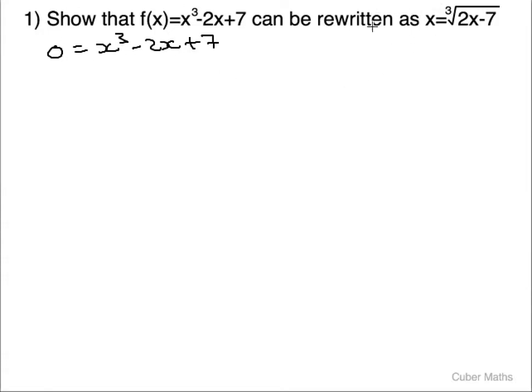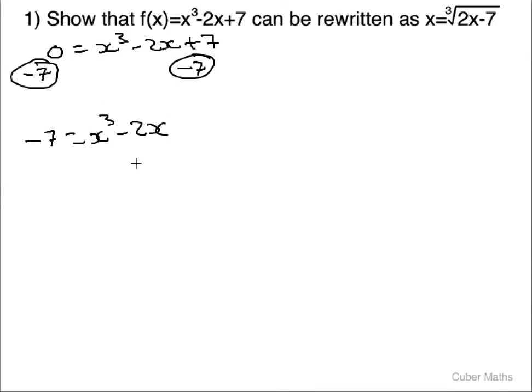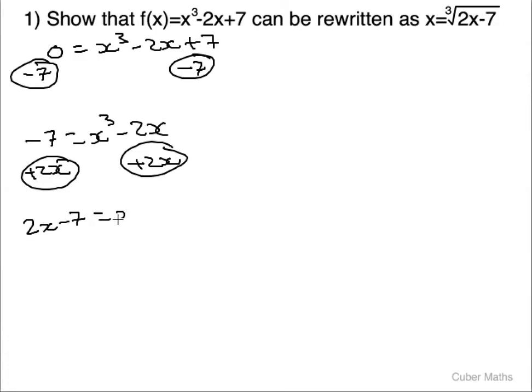So we want to get it in the form of x cubed is equal to, to begin with. So what we're going to do is take away 7 from both sides, because we have a plus 7 on this right hand side. So to reverse it, we need to take away 7. So we're going to end up with minus 7 is equal to x cubed minus 2x. Now to get x cubed on its own, what we need to do is add 2x to both sides, because we have a minus 2x on the right hand side with the x cubed. So when we add 2x to both sides, we end up with 2x minus 7 is equal to x cubed, which is how we wanted to get it to begin with.